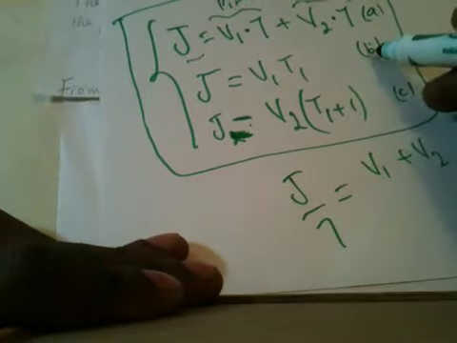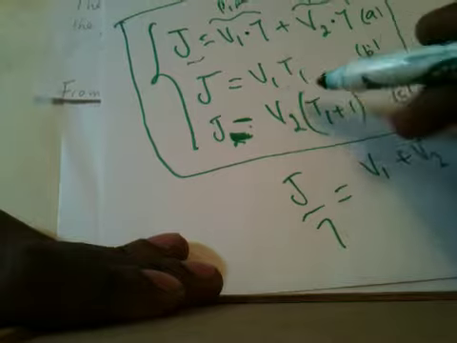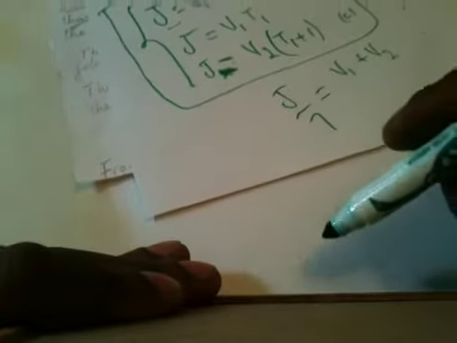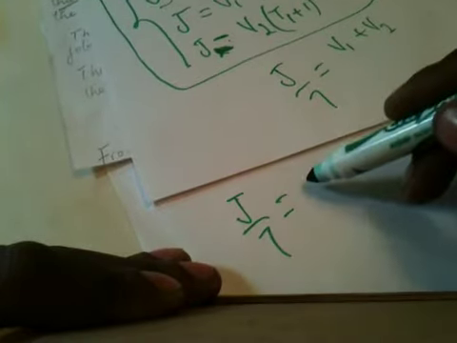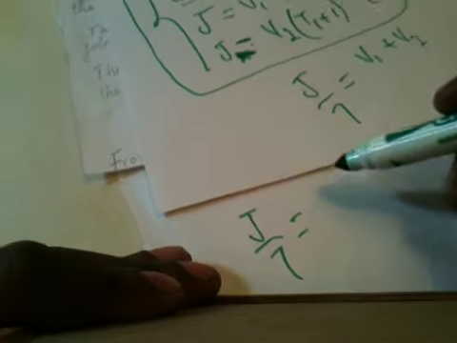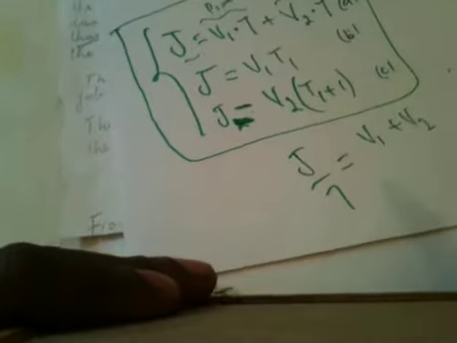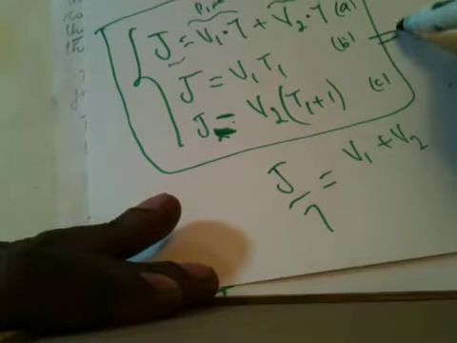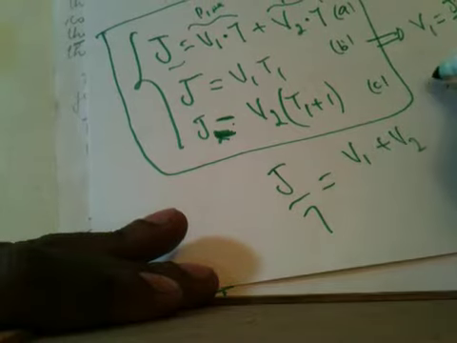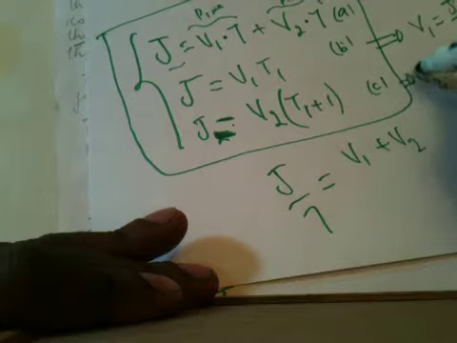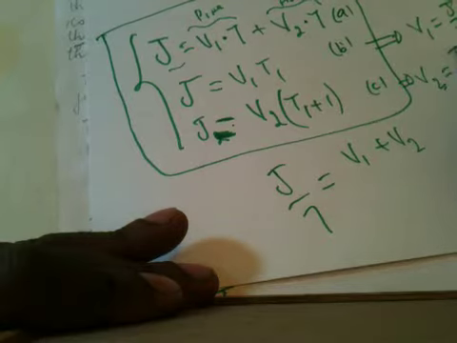And from the equations B and C, I can get V1 and V2 in another way. So the job over 7 is equal to, because from B I can see that V1 is equal to job divided by T1, and from equation C, I can see that V2 is equal to job divided by T1 plus 1.